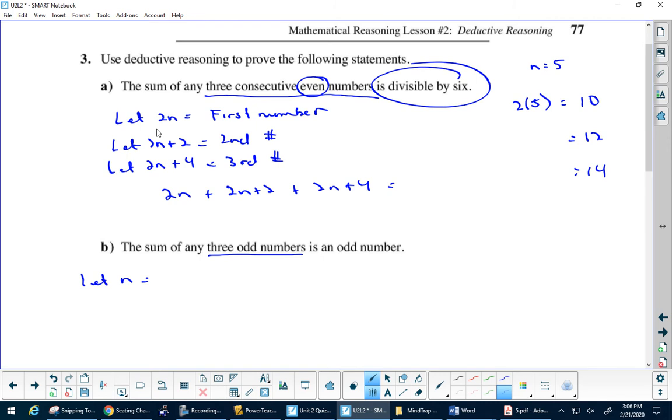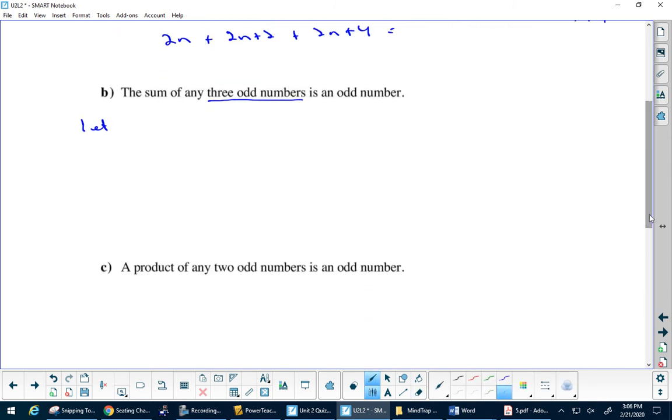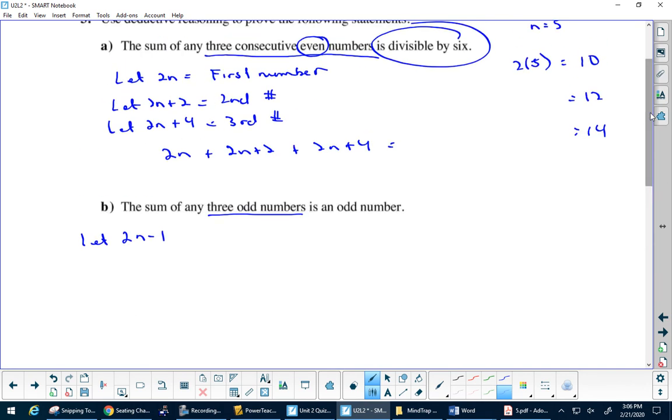They're all even. What would be the very first number that I could give, that is guaranteed to give me an odd number? n minus 1. Now, for this one, I should have said first even number, second even number, third even number. So this would equal the first odd number.